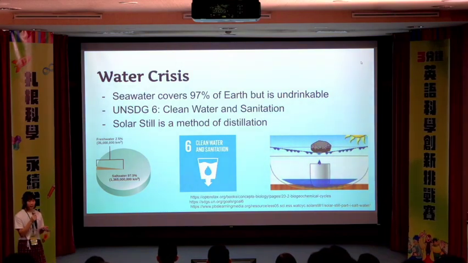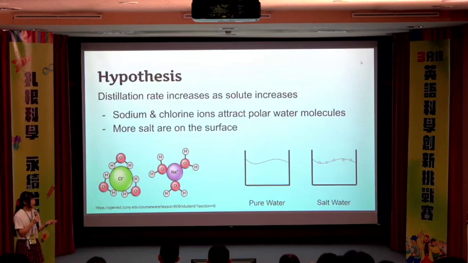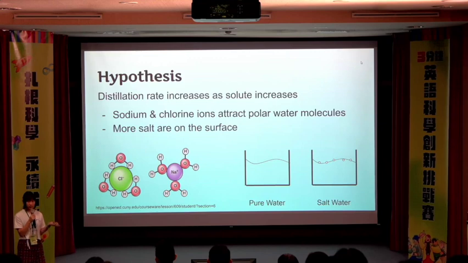I want to know the rate of seawater desalination and whether purity affects the rate of distillation. I hypothesized that the distillation rate decreases as solute increases, and here solute refers to sodium chloride. This is because the sodium and chloride ions in salt attract the polar water molecules, making it more difficult for them to be separated during evaporation. Also, compared to a pure water solvent, there's more salt instead of water on the surface where evaporation occurs.